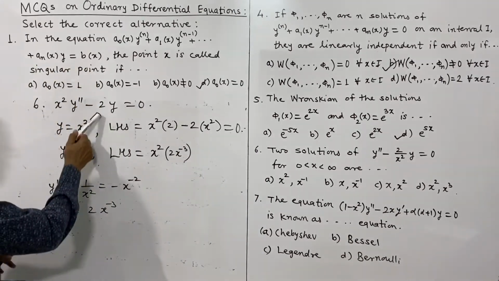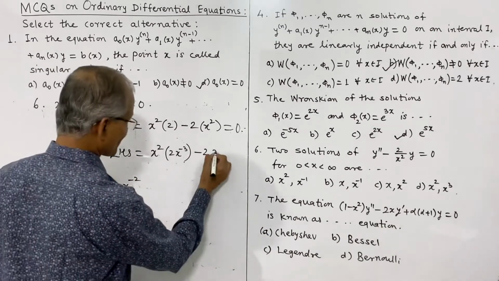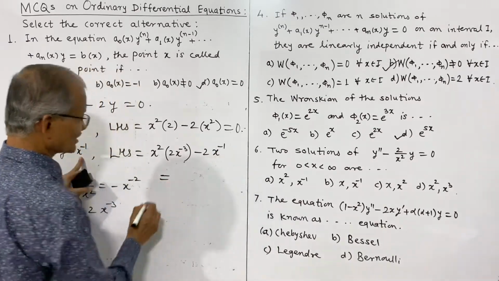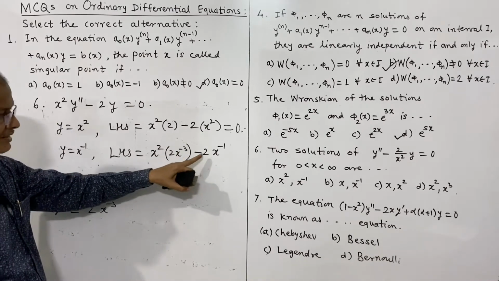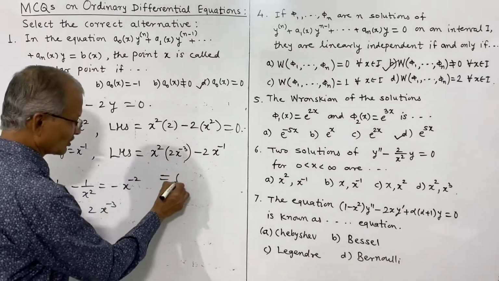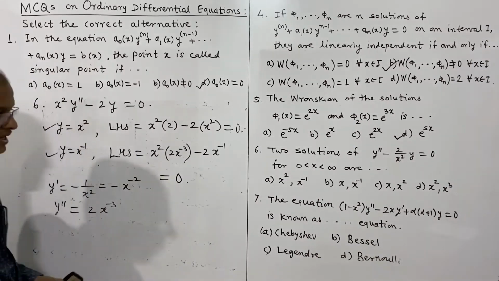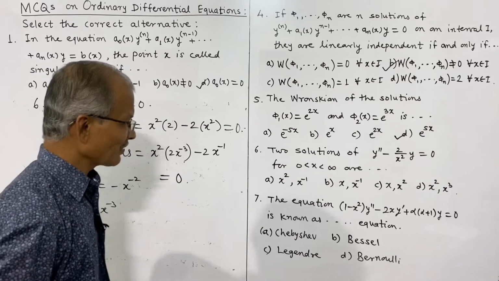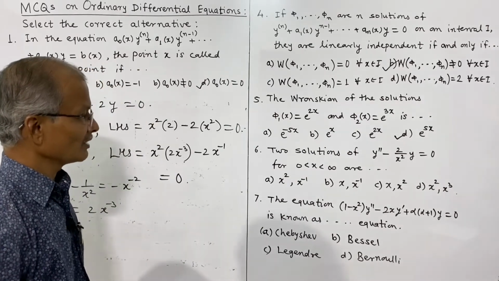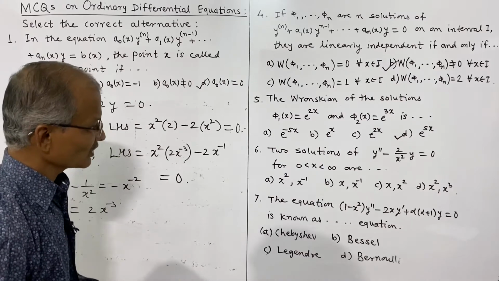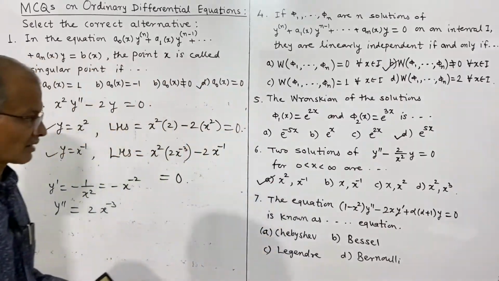And next is minus 2y. So what is y? X power minus 1. So what is this value? You see, this is 2x power minus 1 minus 2x power minus 1, that is 0. And therefore these are the two solutions of this equation. We have actually obtained the solution by verification, but we may use the method to obtain the solutions. One solution is known to be x square. So this is the alternative.